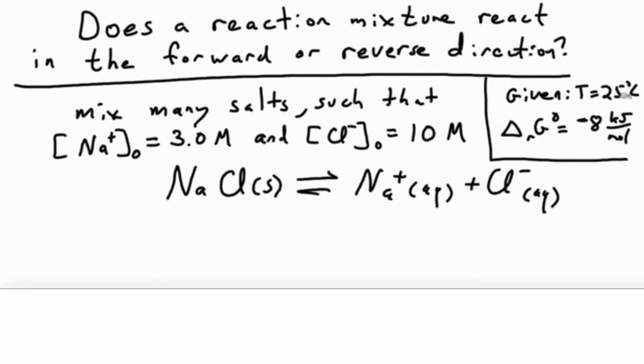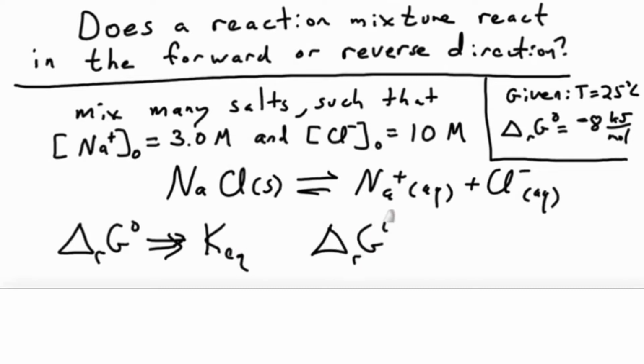Okay, so what we're going to do is calculate K first. Sometimes you'll be given an equilibrium constant, but in this case, let's calculate our value of K equilibrium from delta G standard. So we're going to take our delta G standard and use it to calculate K equilibrium. We can do that because delta G standard is equal to negative RT log of K equilibrium. Okay, so let's use that equation to do that calculation.